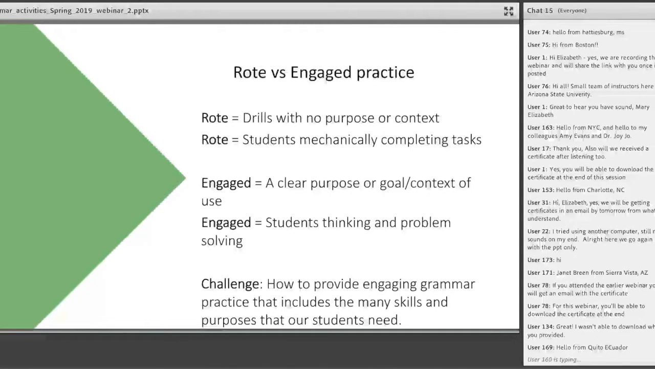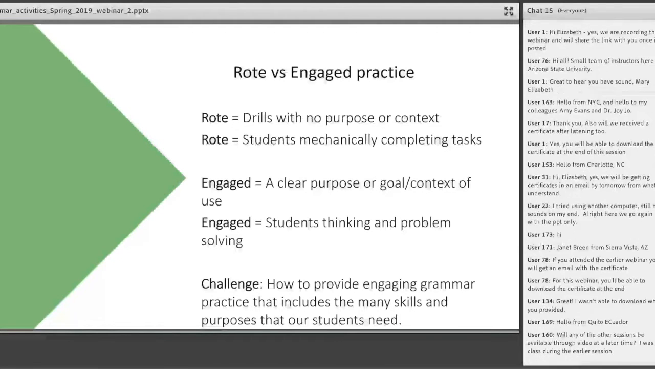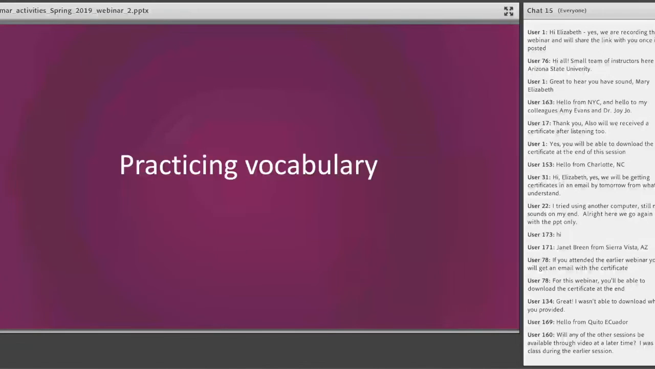So the challenge for us is, how do we make grammar practice engaging? Because we have to cover so many skills and purposes. And as grammar teachers, we also have to provide quite a bit of practice and repetition, but it should be meaningful, and as often as possible, students should be problem solving, and also it should be fun sometimes.